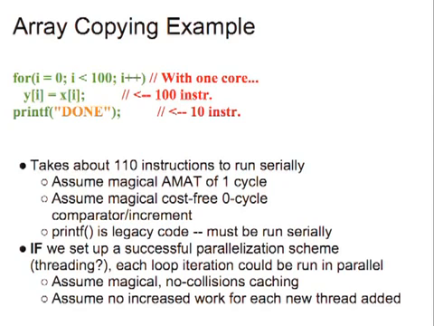So if we set up a successful parallelization scheme, maybe with multi-threading, OpenMP is a good start, we could make each loop iteration run in parallel. Maybe we'll handle the false sharing appropriately. We make sure all that's out of the way. We're really good at that now. If we could just run this in parallel, how fast could we make it run? Again, we're fixing our caching so there are no collisions, and we're assuming there's no overhead for each thread that we add. So we're assuming the most well-behaved parallel system we could possibly come up with.